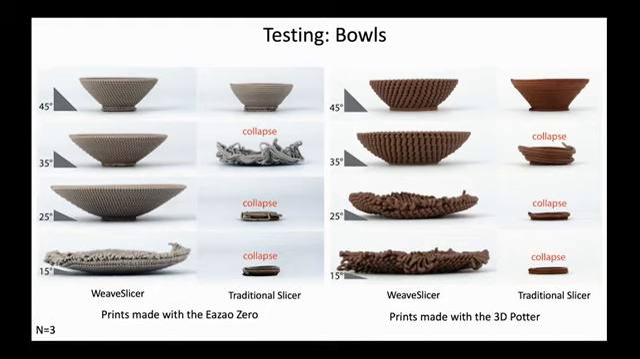Since the nozzle for the 3D Potter was twice as large as the nozzle for the Ezhou, the tests on the 3D Potter were twice as large. The WeaveSlicer was able to print bowls with overhang angles less than 45 degrees, whereas the traditional slicer failed for all of the forms that were less than 45 degrees. We fired all of these tests and they survived the firing.